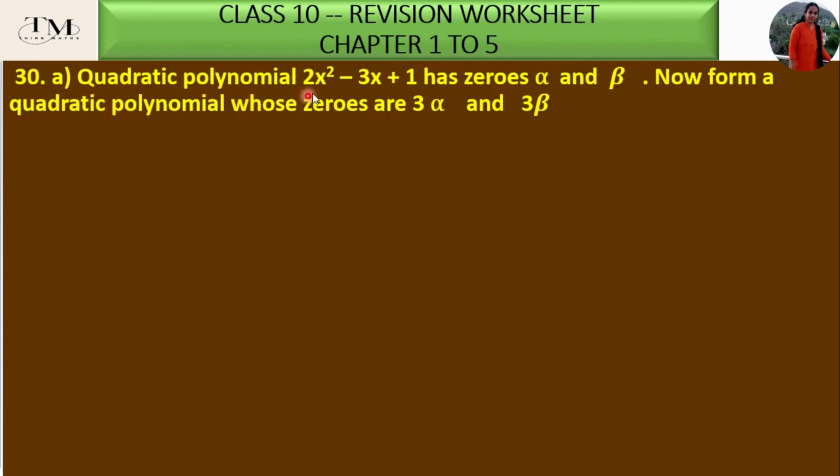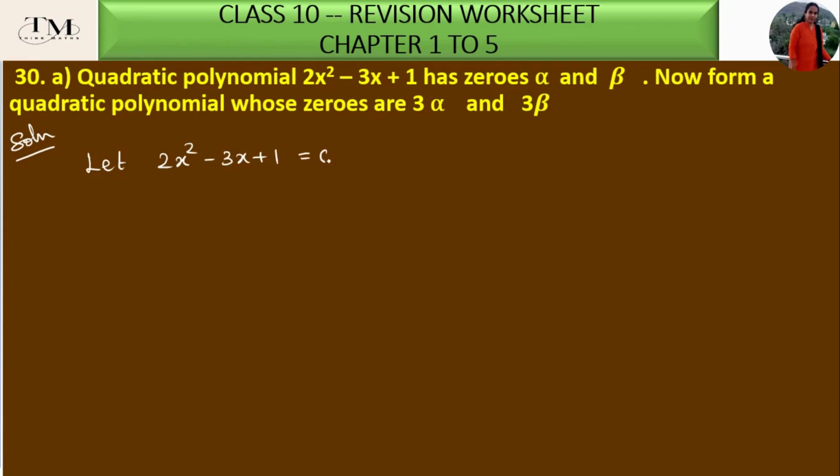Quadratic polynomial 2x square minus 3x plus 1 has zeros alpha and beta. Now form a quadratic polynomial whose zeros are 3 alpha and 3 beta. Okay, children. So now what is the question? There is a quadratic polynomial 2x square minus 3x plus 1.